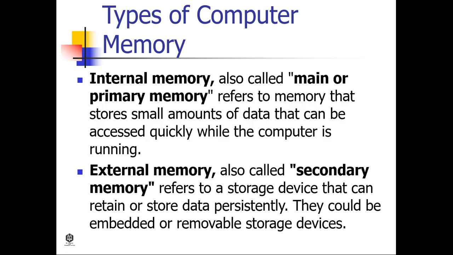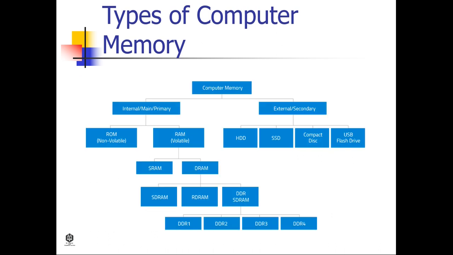Computer memory is generally classified as either internal or external memory. Internal memory, also called main or primary memory, refers to memory that stores small amounts of data that can be accessed quickly while the computer is running. External memory, also called secondary memory, refers to a storage device that can retain or store data persistently. They could be embedded or removable storage devices. Examples include hard disk or solid-state drives, USB flash drives, and compact discs.